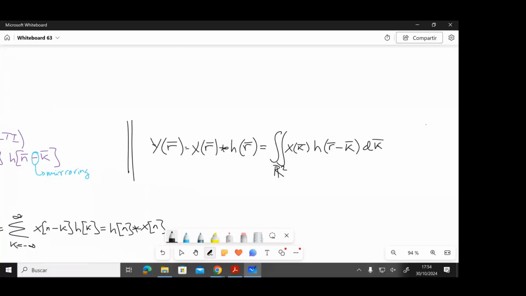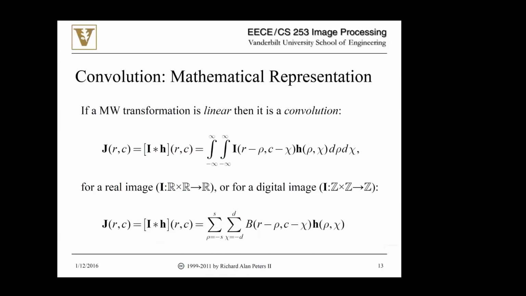So here we have I of R. So it has expanded the vectors. You have I of R minus K, H of K, differential of K. And here it is the same. So your image, there is a mistake here. This should be I. So I of R minus K, H of K, and then you sum over K. So it is the same. So convolution is a particular case of moving window transforms.